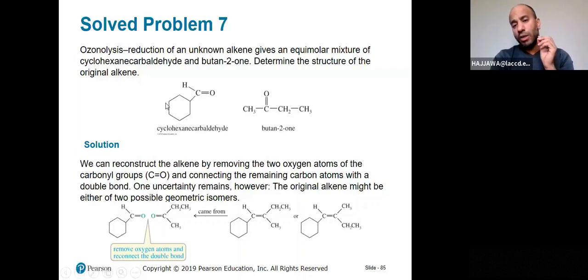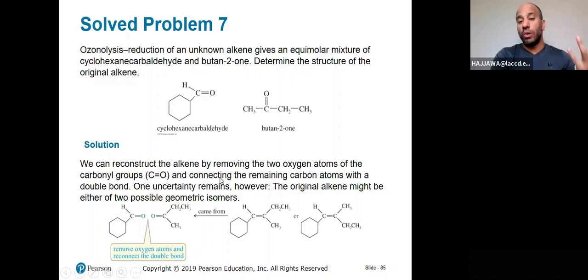So whether I have the C double bond C there, with the CH3, CH2, CH3 as the other part of the molecule, or the other way around, having the trans of it, whether you get the cis or the trans, you will end up making the same outcome. So that's important to keep in mind.